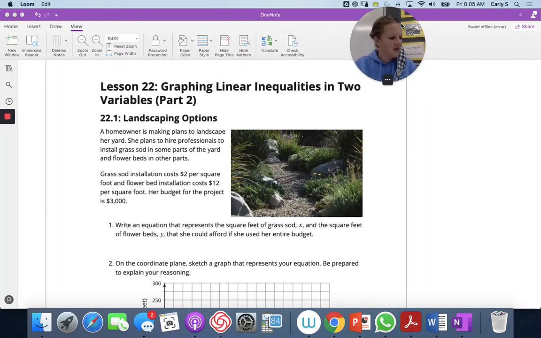Hey there, algebra. We are starting lesson 22. We just got into inequalities. This is our second day with two variables, which remember, one variable is just like 1x. With two variables, we can graph a line and shade around it. So let's just jump in.